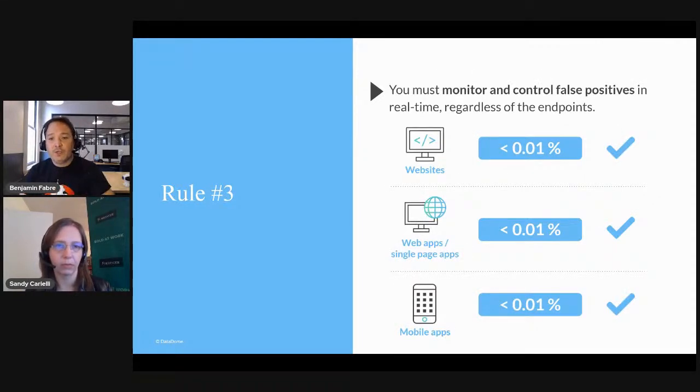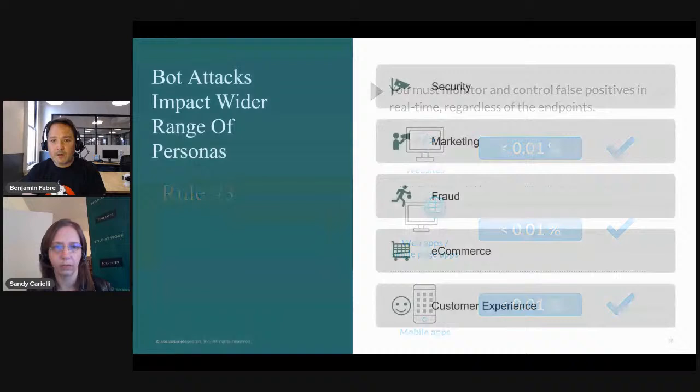And what our customers are looking for is to have real-time visibility on this false positive rate. They want to make sure that on the website, on the web app, and on the mobile app, the false positive rate is super low. So at DataDome, we have 0.01% at maximum false positive rate across all the different endpoints and devices.